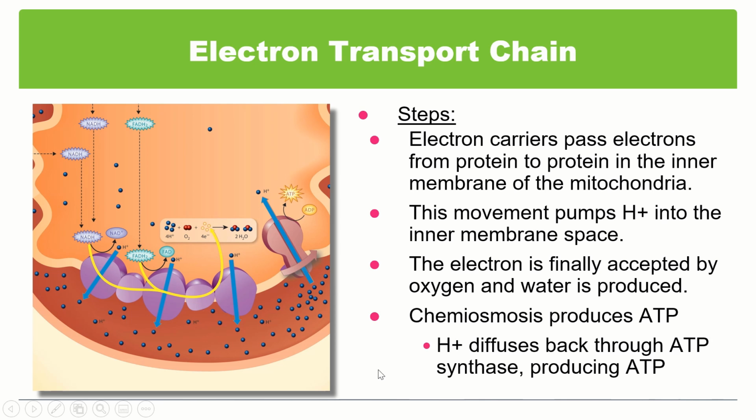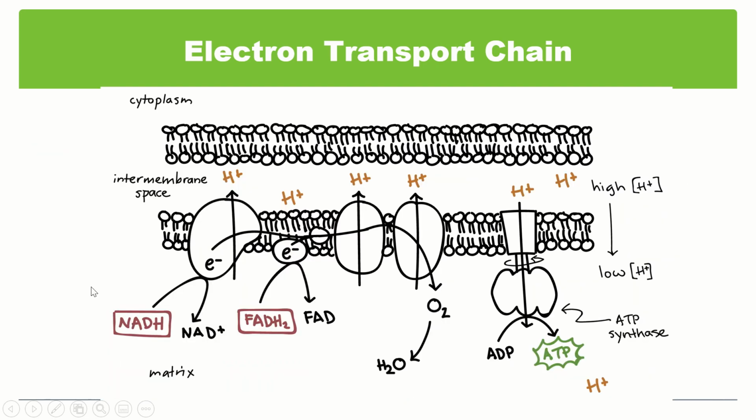So in other words, the whole point of the electron transport chain is to produce ATP, just like the one in photosynthesis. And it's going to do that by powering the movement of hydrogens that are then going to diffuse back through the membrane. Okay. Here's another version of it.